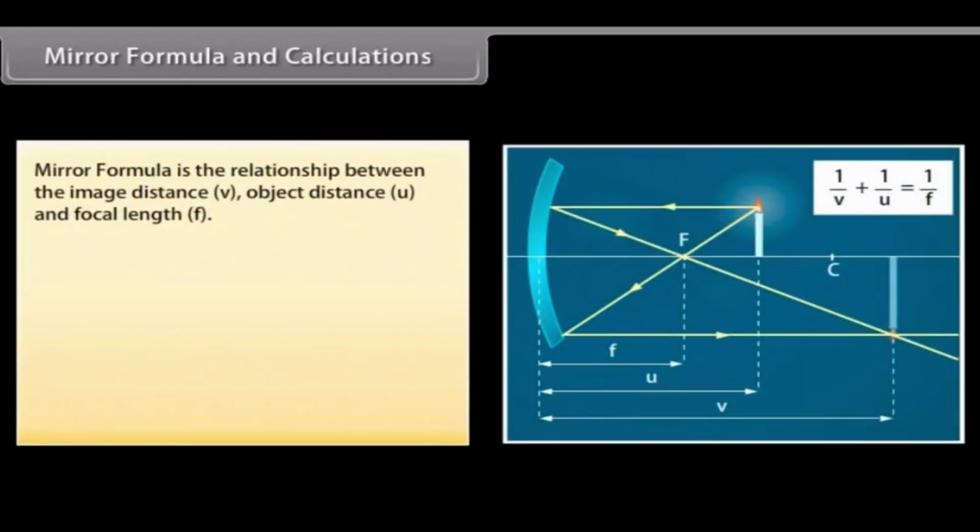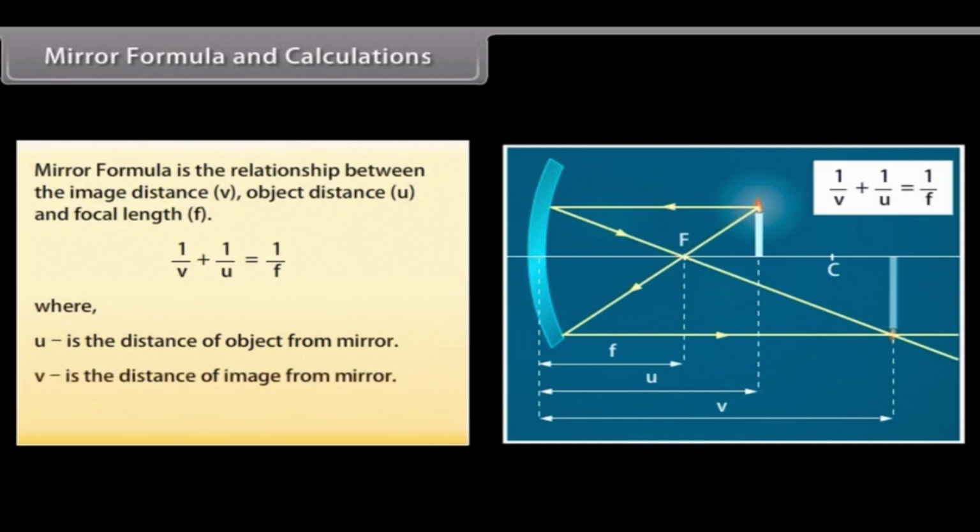Mirror formula and calculations. Mirror formula is the relationship between the image distance v, object distance u, and focal length f. 1/v + 1/u = 1/f, where u is the distance of object from mirror, v is the distance of image from mirror, f is the focal length of the mirror.